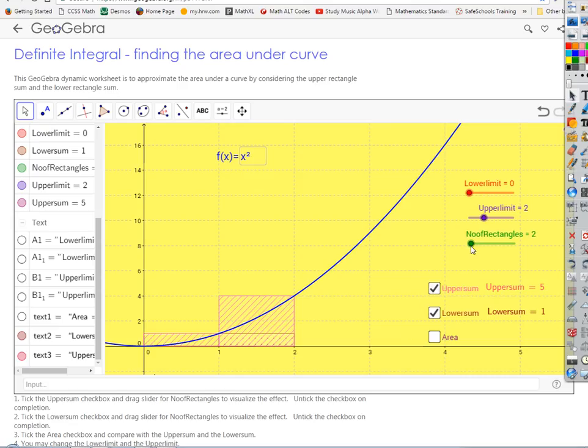So I could make this more accurate, would you agree, by increasing the number of rectangles? Like if I go up to 15 rectangles, now look, I'm much better. There's my lower sum, there's my upper sum on top. I'm encapsulating that area more tightly. How many rectangles can you get? I can go up to a lot. That's too far over, right? If I do that.